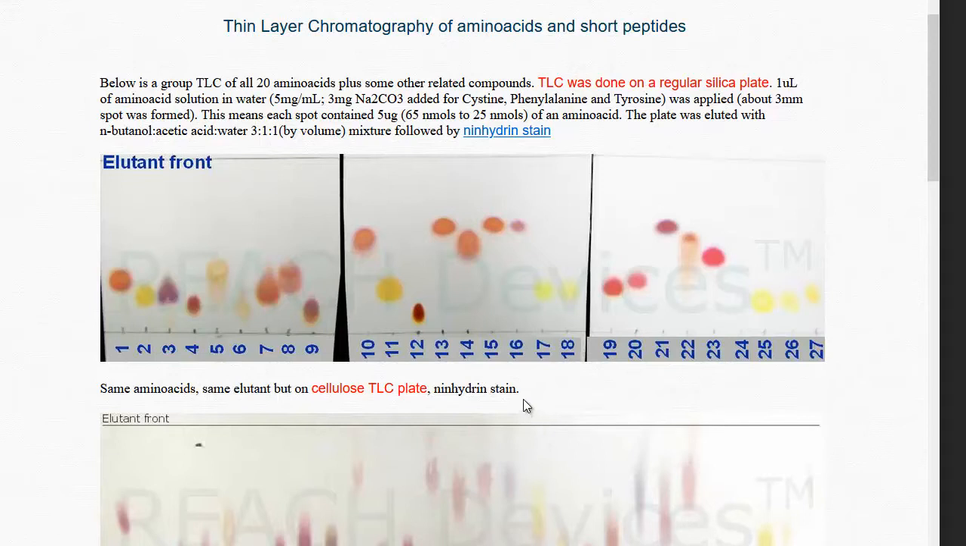So that's one reason we might not do that. Also, based on the interaction potential between the plate and our amino acids, we might have to add some bases to stabilize our cysteine, phenylalanine, and tyrosine. And I'd rather not do that for preparation of the compounds, because if we had to prep these, then you would essentially know what your unknown was before you even ran it.